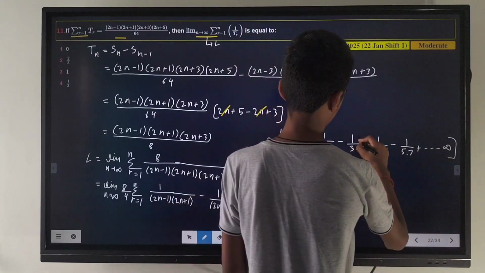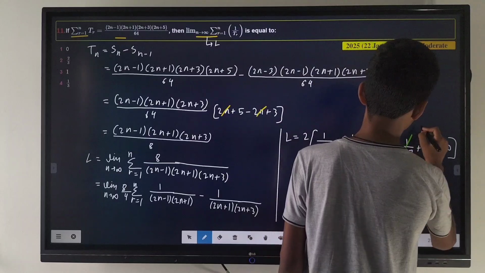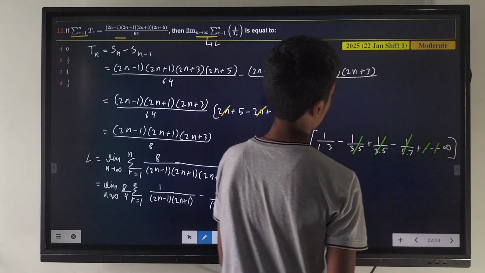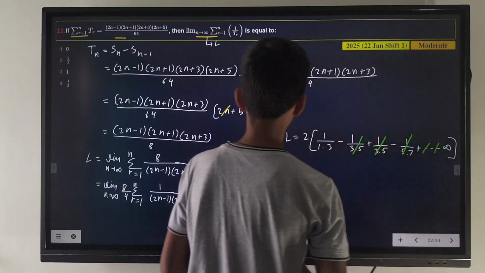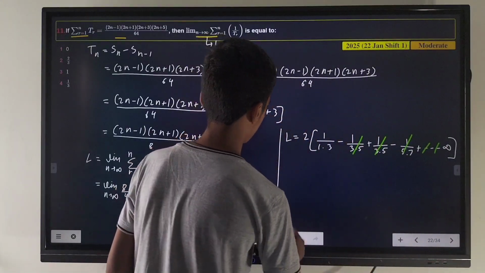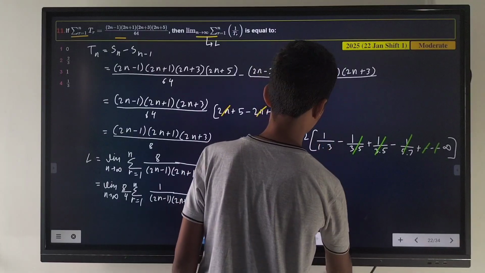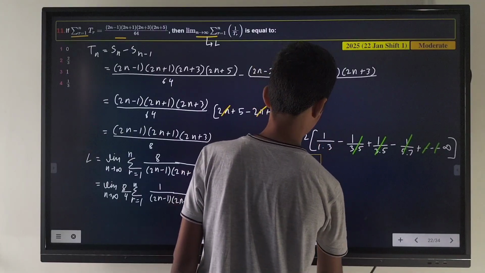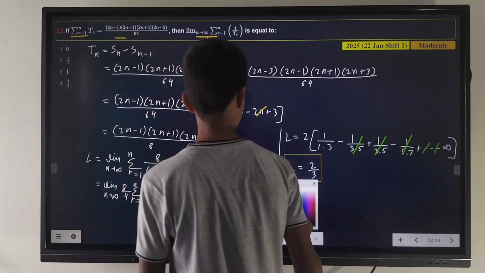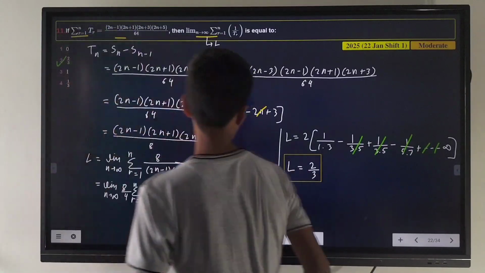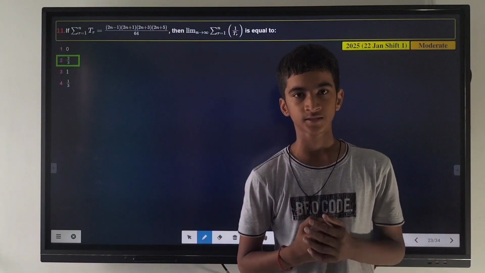Now here terms will get cancelled out, and as we go further our limit will tend to 0, and so from here our L is equal to 2 upon first remains, so 2 upon 3. From here our option 2 is correct, and we can see that our answer matches correctly.